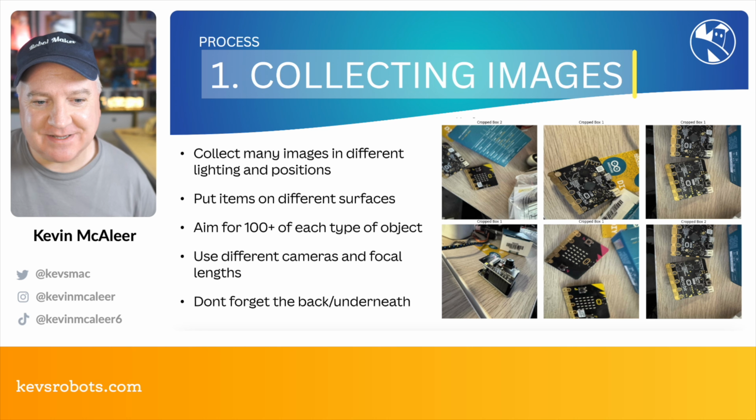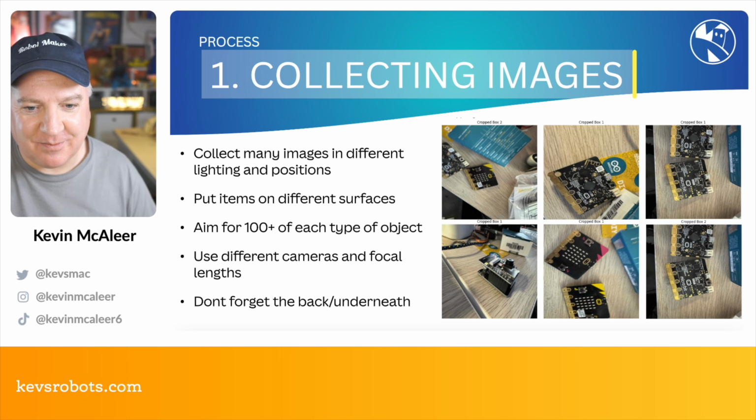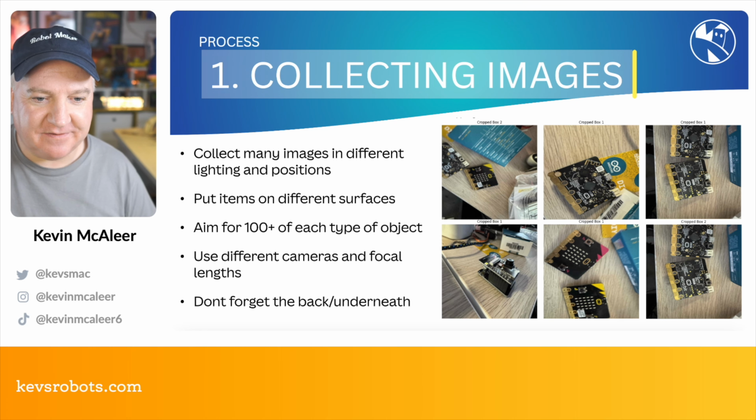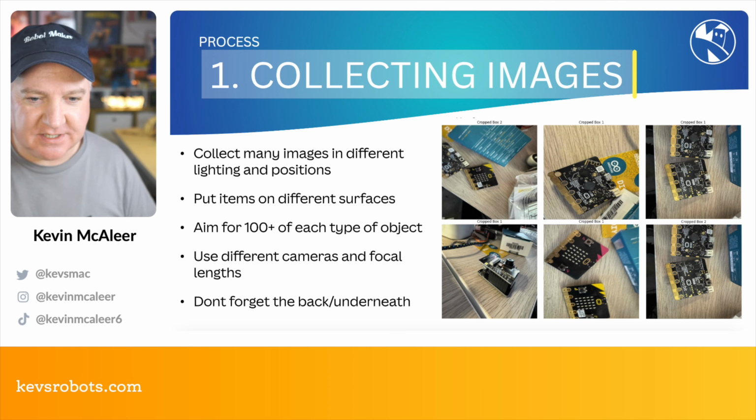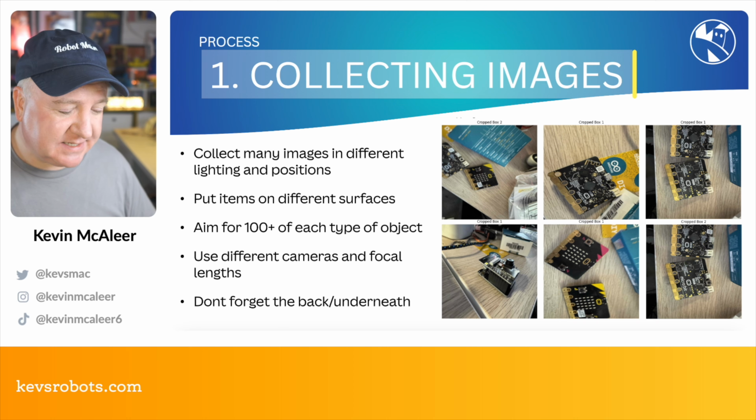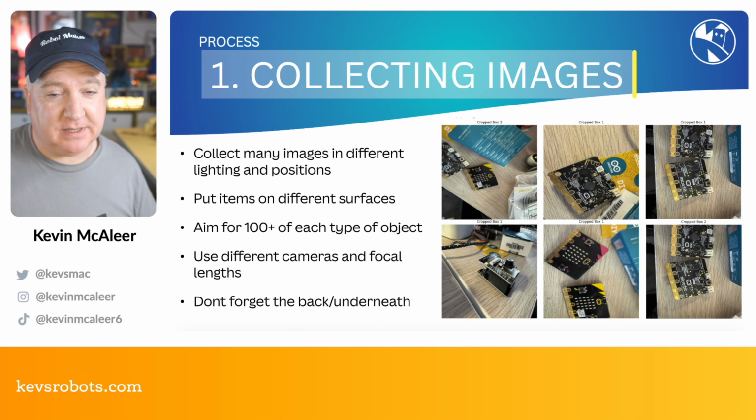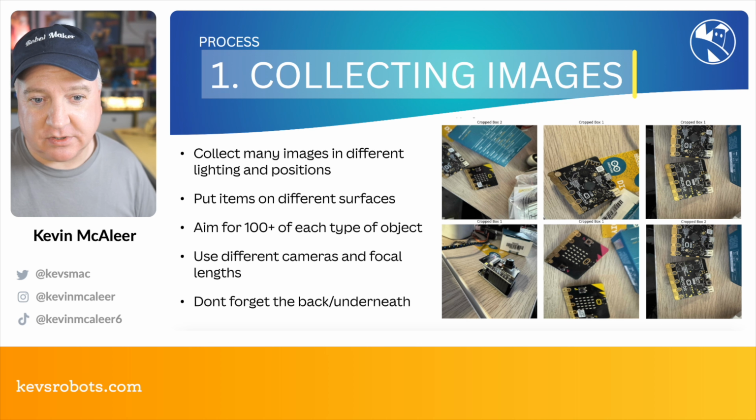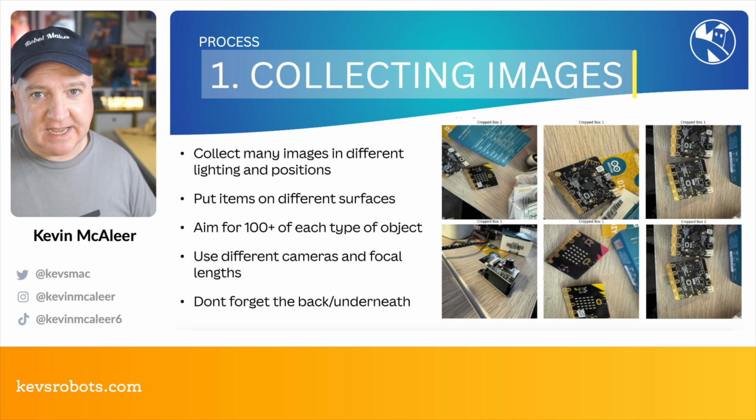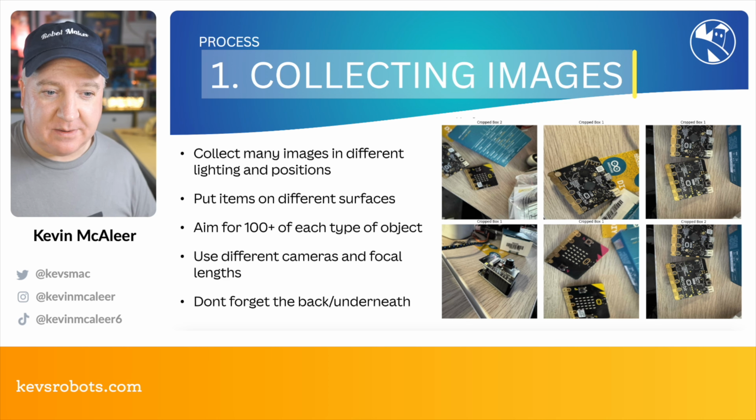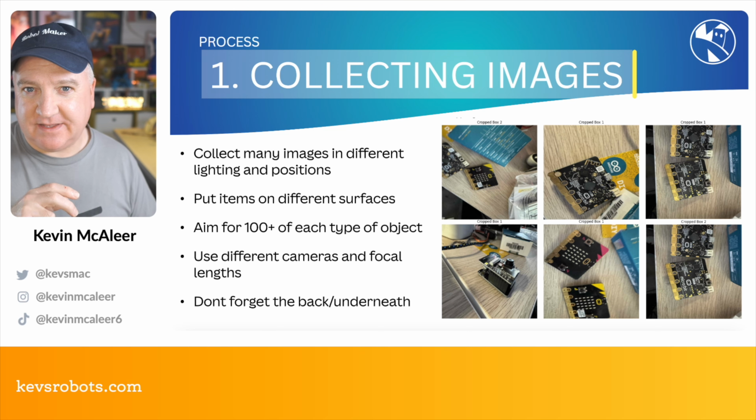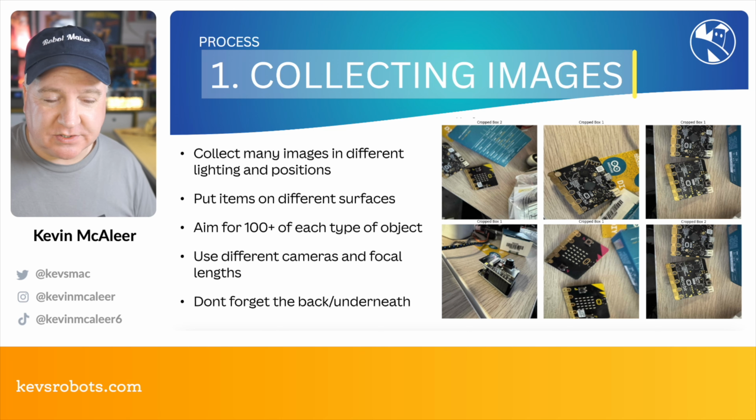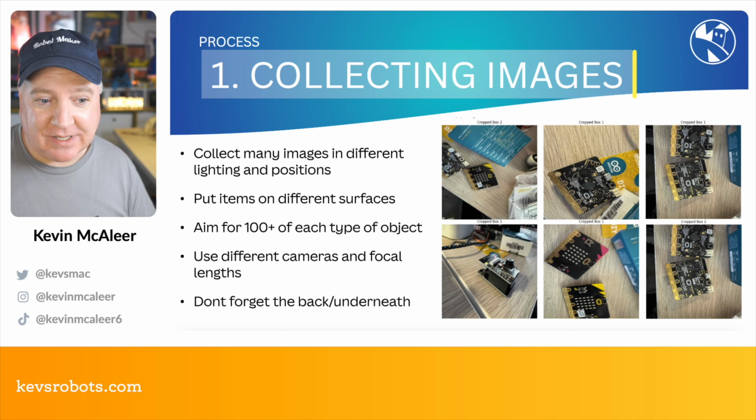So the first thing we need to do: here's a bunch of BBC micro:bits on my desk, and you can see I've taken them from lots of different angles, different camera focal lengths, different lighting conditions. These ones have all got the same background on the same desk, so I need to take them and put them in different places to supplement that and make the model even better. So the more that you can take, the better. You need to aim for at least 100 images of each object. Use different cameras, different focal lengths, different lighting conditions. I found when I was testing this in low light, it didn't really work very well, so I'll need to take some more samples in lower light.